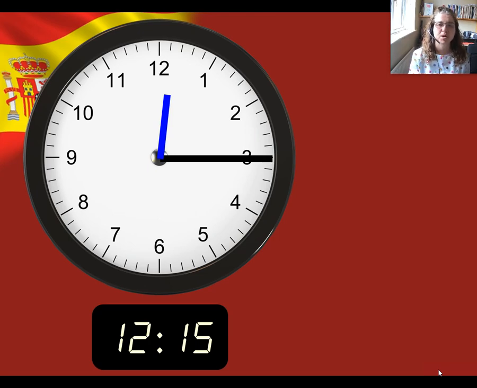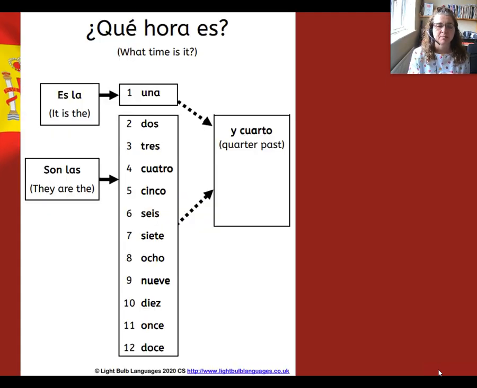So when it's quarter past something, we start off just like it's something o'clock, but then we have to add y cuarto onto the end. We add y cuarto, and a quarter when it's quarter past. We add y media, and a half when it is half past. Let's have a practice then with our quarter past times. How would you say it's 5:15?